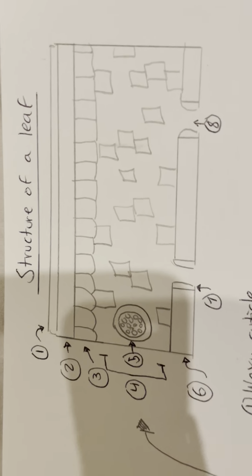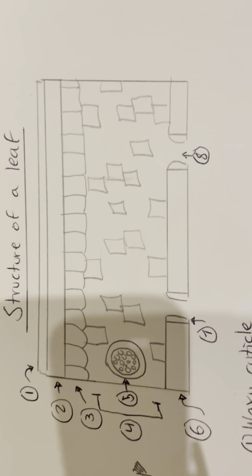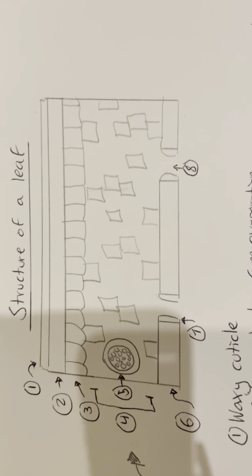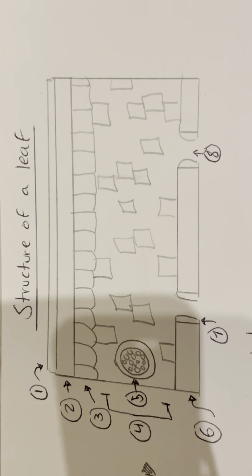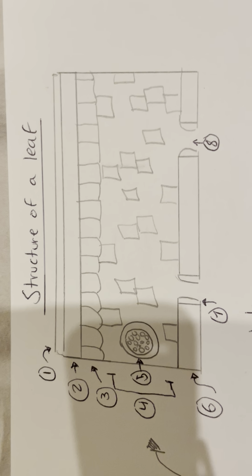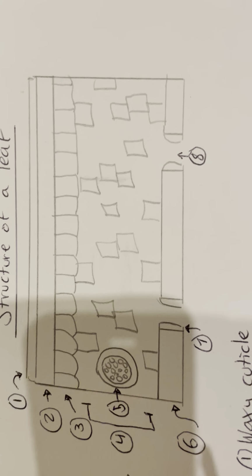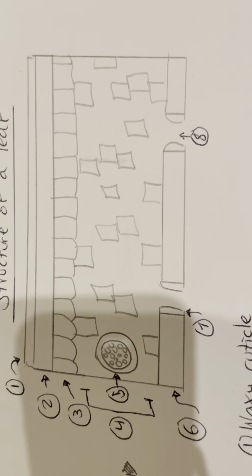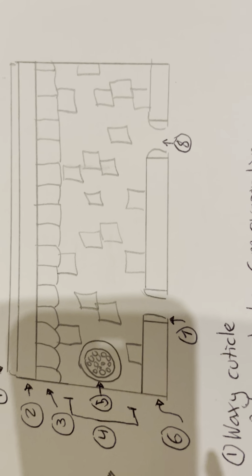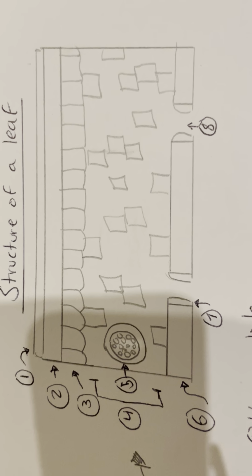Your leaf is made up similar to this, typically, with the top layer being the waxy cuticle, which is 1 on this, and is used to reduce water loss from evaporation, so that the leaf can have as much water as possible. Then beneath that is the upper epidermis, which is transparent to let light into the palisade mesophyll layer, which is underneath, which is 3, and it's filled with palisade cells, which have lots of chloroplasts, so it is optimized for photosynthesis.